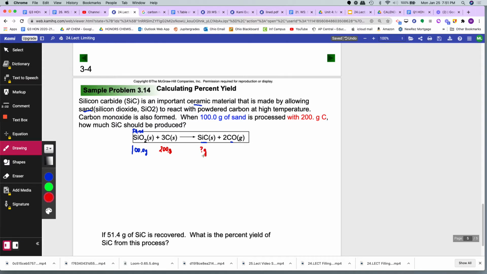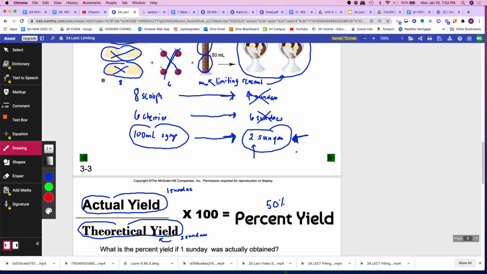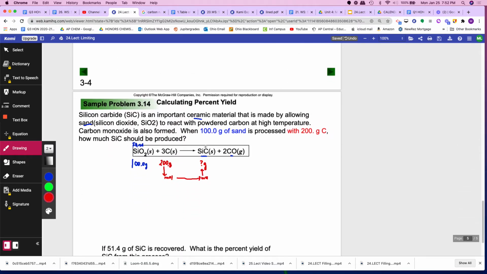Okay, so the strategy is to do a stoichiometry from here, go to moles, and go to grams. Just like you're doing stoichiometry here, 8 scoops to 4 sundaes. 200 grams to what? How much silicon carbide? Then, after you do that, you will get an answer. And what do you think you should do next? That's correct. You're going to do it again. Do another stoichiometry. Moles to moles to grams of the same thing, of the silicon carbide.